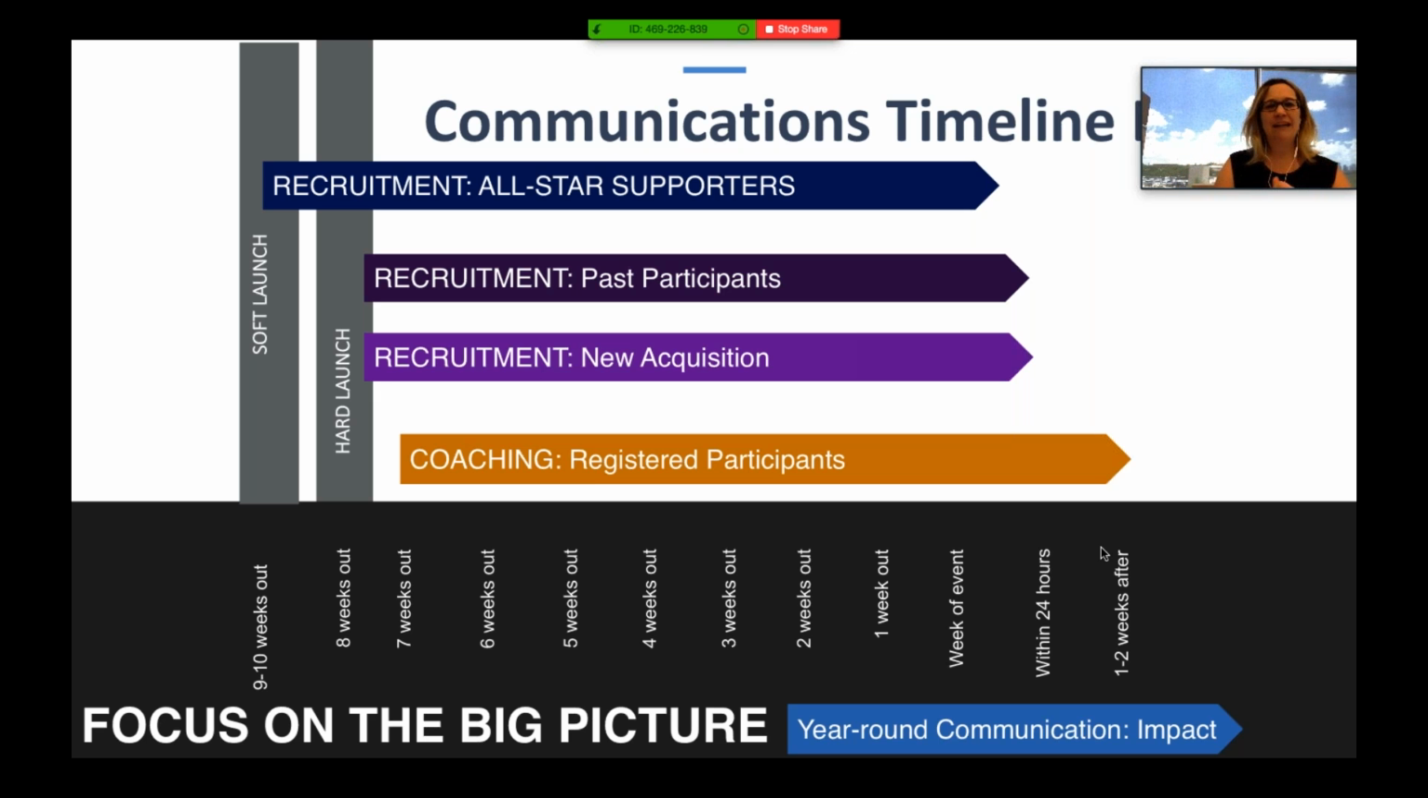So here's an example communications timeline rule of thumb that I like to use. I've had this one in my back pocket for a while now, and I think it's still a good, applicable, general timeline and rule of thumb. If you're thinking about, okay, my event is on this date out in the future, think through, I would say 9 to 10 weeks before the event, again, just as a rule of thumb, doing a soft launch.